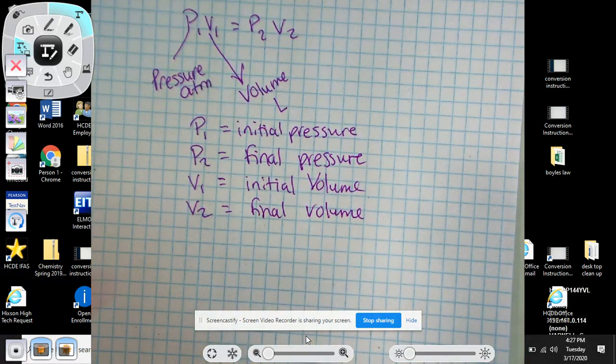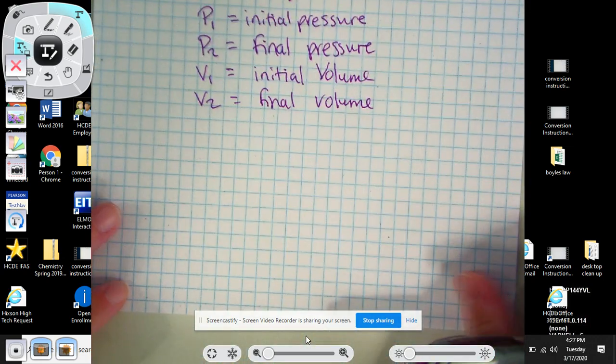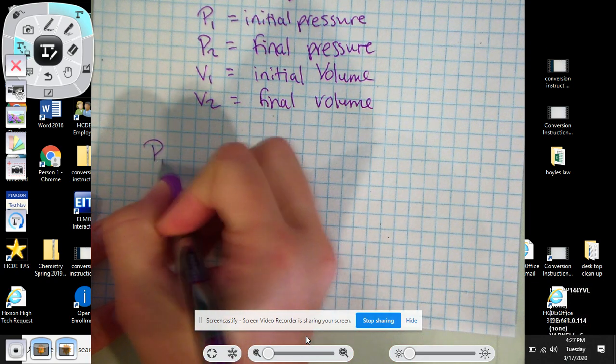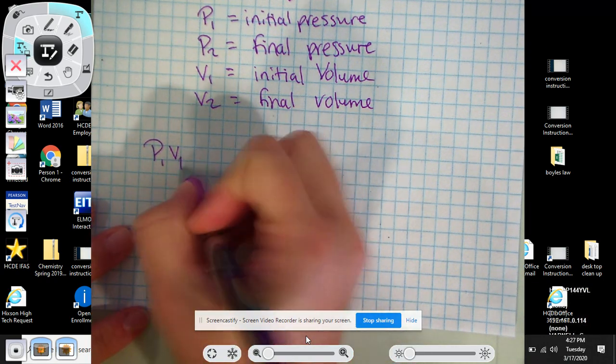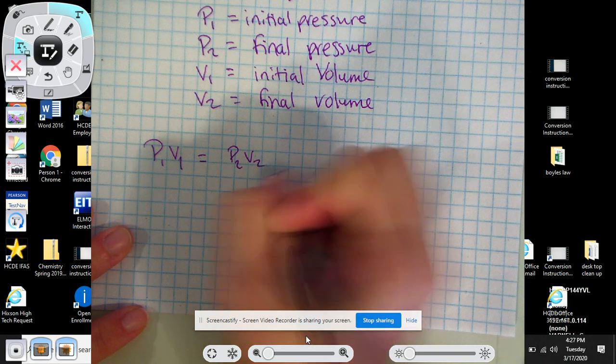Now, I'm going to do a simple problem that's the easiest version where you don't have to do any converting or anything like that. And if you guys understand, you don't need to watch the second video. But if you don't really know what you're doing, watch the second video and there'll be more examples. Okay, so once again, the formula is P1 V1 equals P2 V2.